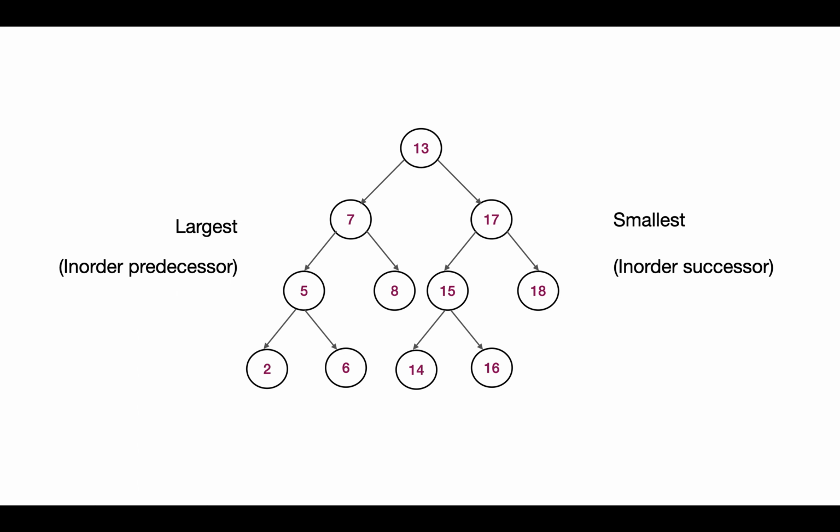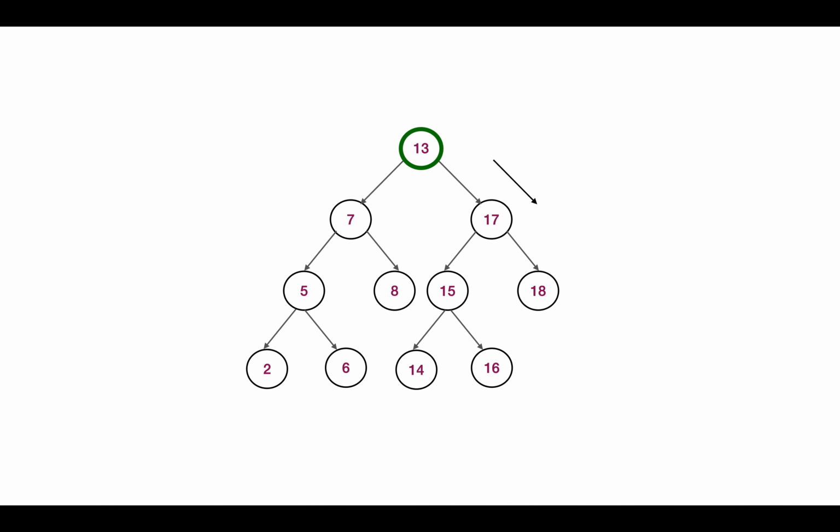Let's choose one. Let's go with the in-order successor, which is the smallest node in the right subtree. So let's find the minimum value from the right subtree. The minimum value node will be the leftmost node in this right subtree, which is 14. Now we will replace this value 13 to be deleted with this 14. But we're not done yet. Now we have this 14 as the root node, and we also have it here as a leaf. So now we will delete this leaf node with value 14 from the right subtree.